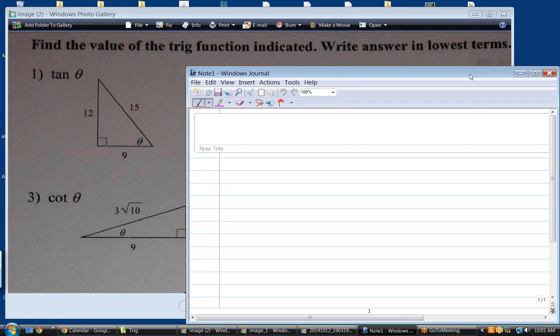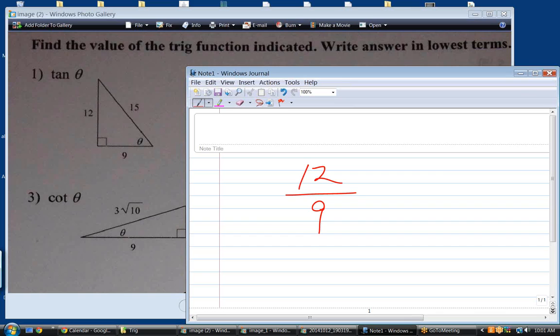12 over 9. Okay. Simplify that. So 1 and 3/12, I mean 3/9. So 1 and 1/3.